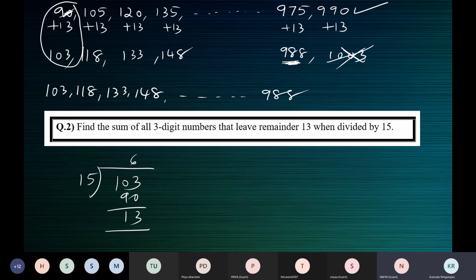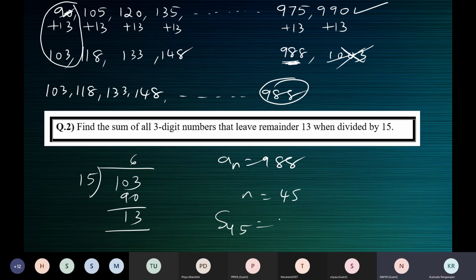Now you must find the sum. Find the sum of all these numbers. So then, in this procedure, you'll have to go to 988 and find its position. An is equal to 988. Find the value of n. Supposing you get some 45 or something, then you should find S45. I'm just saying 45 for example. So 45 by 2 of the first term plus the last term, 103 plus 988.